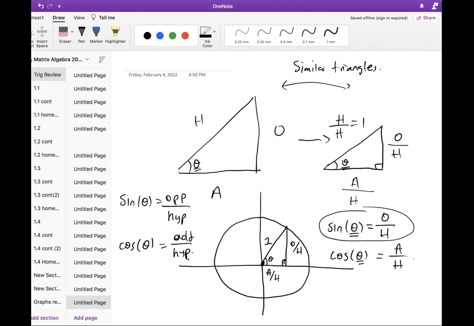So now, because of similar triangles, we can generalize sine and cosine to all triangles, not just the unit circle. But it's because we developed it from the unit circle, and because similar triangles are a thing, we've expanded it to all triangles. All right. Does that make sense? Any questions on that? Okay.